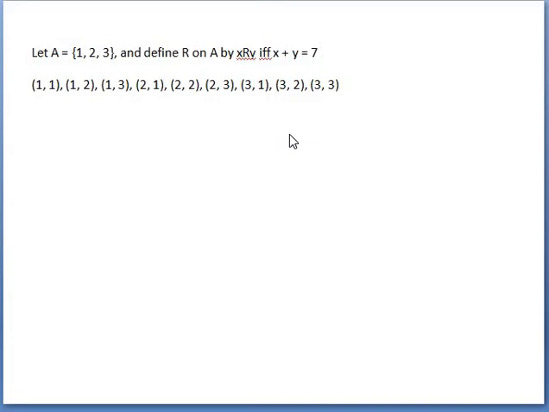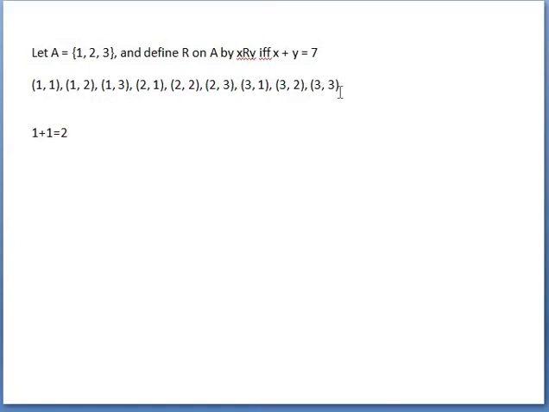Now let's verify. If I take the first ordered pair, it is (1,1). And what is the sum of 1 and 1? It is 2. Similarly, for the second one, 1 plus 2, it is 3. 1 plus 3, 4. 2 plus 1, 3. 2 plus 2, 4. 2 plus 3, 5. 3 plus 1, 4. 3 plus 2, 5. And for the last one, the sum will be 3 plus 3 equals 6.